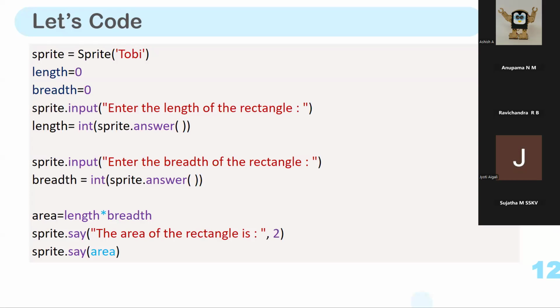Ma'am, it is just like we are inputting it as numbers. So the length is initially zero, breadth is equal to zero. Whenever we are creating a variable, it has to be initialized with some input. That is why we are putting it as zero, or else we cannot introduce a variable inside a program.